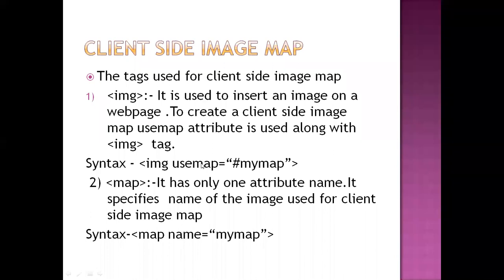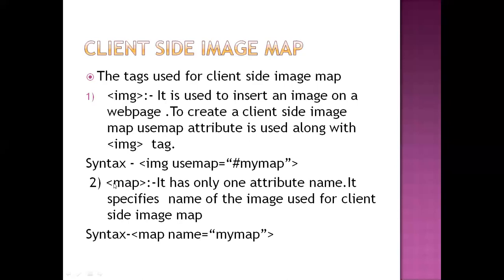How to write it: img usemap equal to double quotes hash. You can give any name here. I have given mymap, double quotes complete. Now this same name we will use in the map tag. So it is a pointer to which map we are going to use for our client-side image mapping.